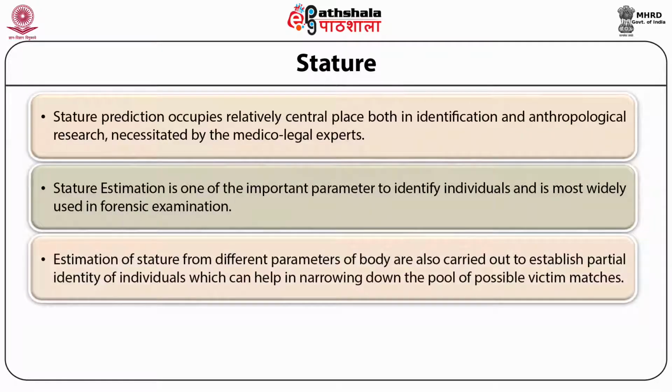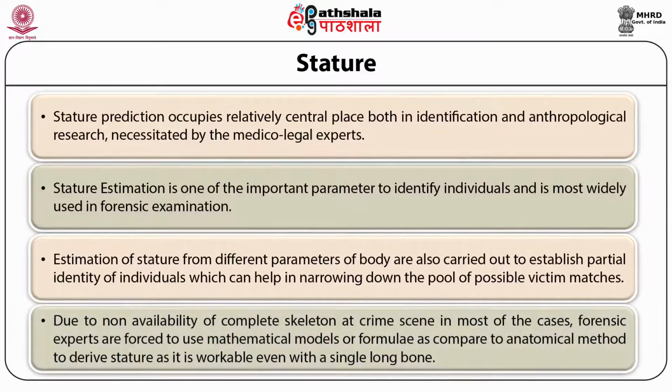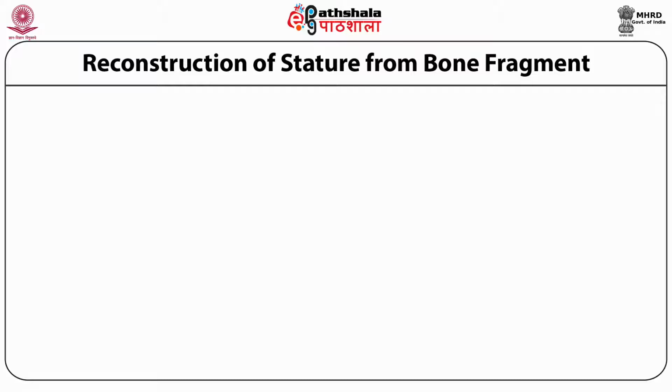Estimation of stature from different parameters of the body is also carried out to establish partial identity of individuals, which can help narrow down the pool of possible victim matches. Due to the non-availability of a complete skeleton at the crime scene, in most cases forensic experts are forced to use mathematical models or formulae as compared to the anatomical method to derive stature, as it is workable even with a single long bone. Now we will discuss the reconstruction of stature from bone fragments.